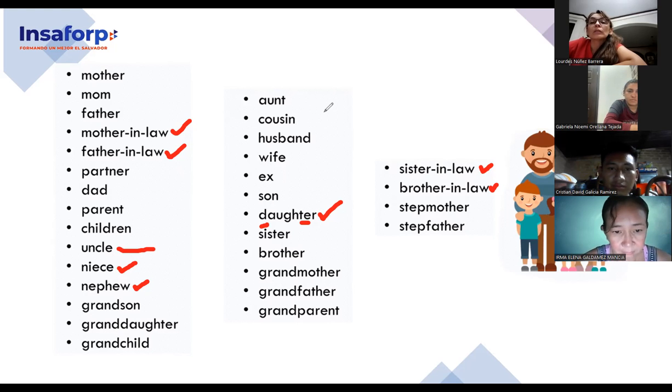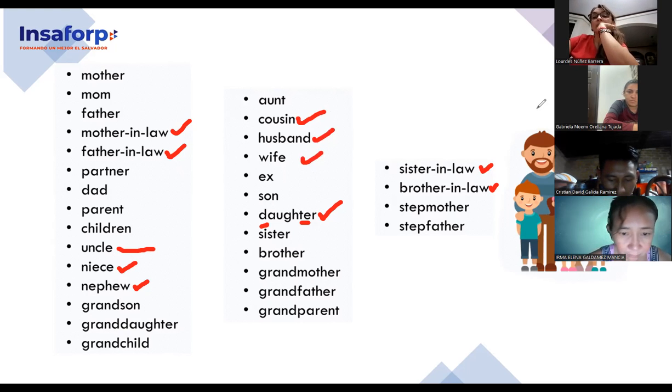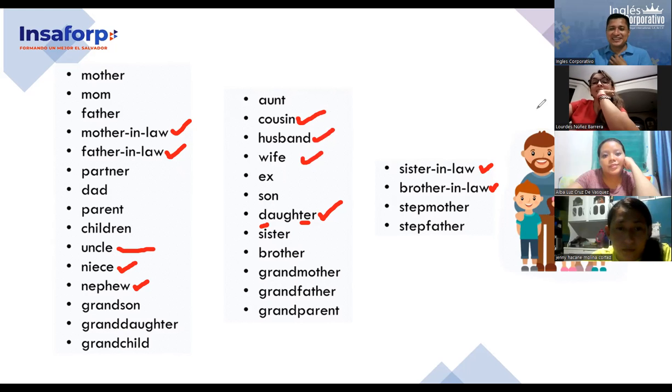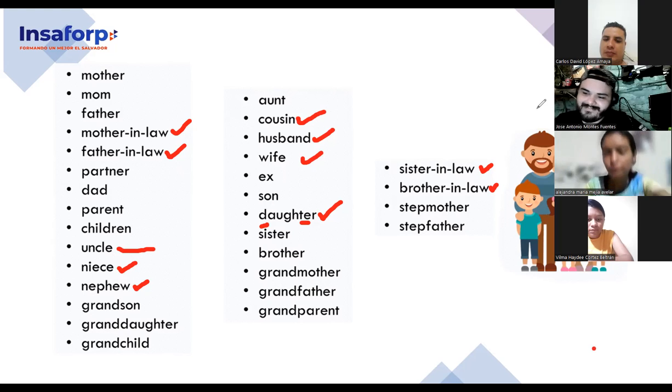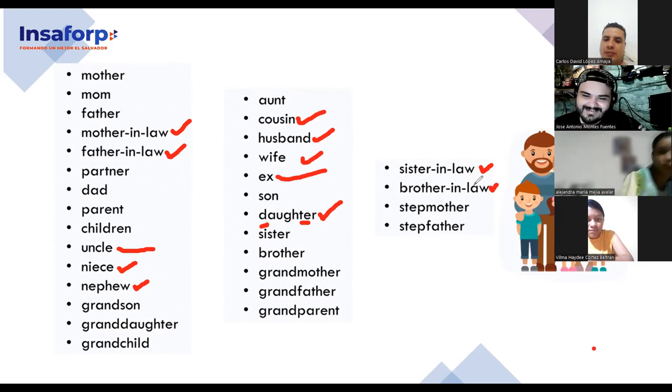Estos son los primos, right? Primo. Primo, cousin. Singular and female and male. Okay, masculino y femenino, cousin. Okay. Aquí tenemos el husband and the wife. Y ahí le quedó. Your partner, right, which is ex, okay. Hombre fiel, right? He doesn't know what is this, okay? That's very good. Yeah, so this is the vocabulary.